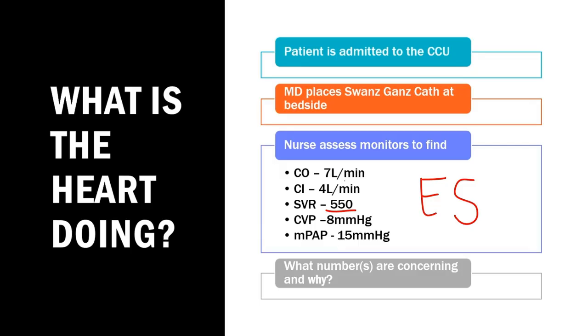So we've got cardiac output of 7, an index of 4, SVR of 550, CVP of 8, pulmonary pressures of 15. So immediately, the only one that jumps out to us as a problem should be the SVR. Remember, 800 to 1200 is our normal. 550 is too low. Too low is too wide. That's how we remember it. Too low is too wide.